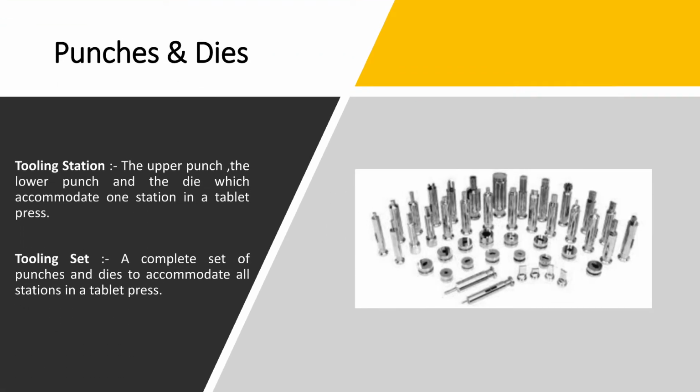For any one station, three things are very important: the upper punch, the lower punch and the die cavity, and the whole setup is known as one station in a tablet press. Now, tablet tooling set is a term used to define the complete set of punches and dies which can accommodate all the stations in a tablet press. So a single station comprises an upper punch, lower punch and a die cavity, and a tooling set comprises all the stations with their dies and punches all together.